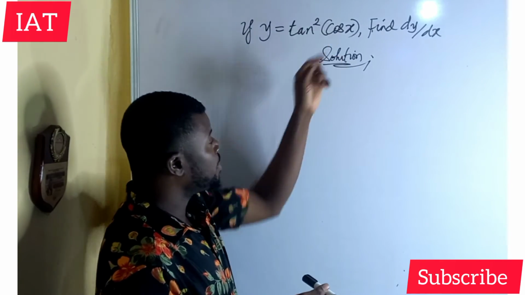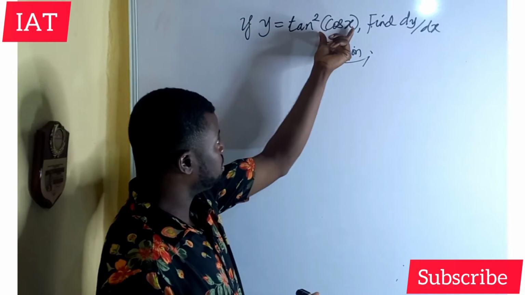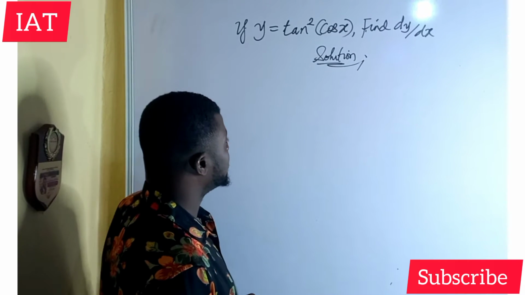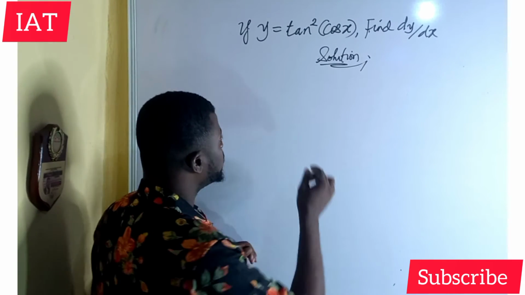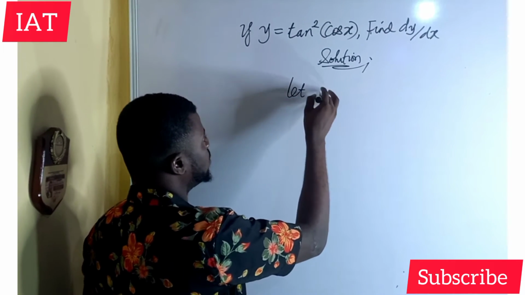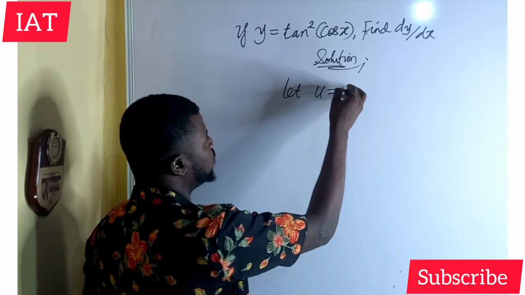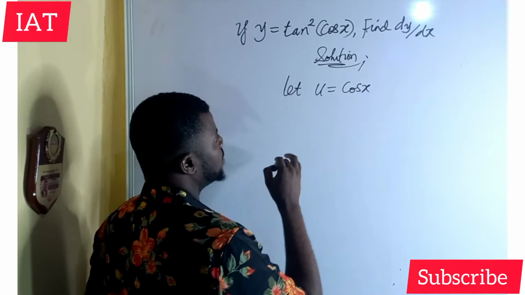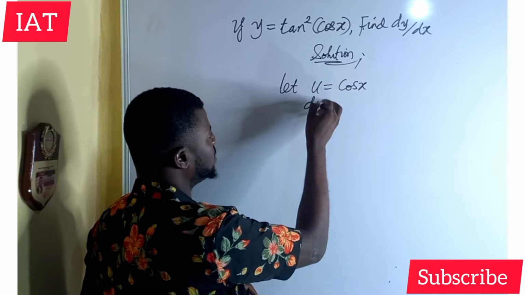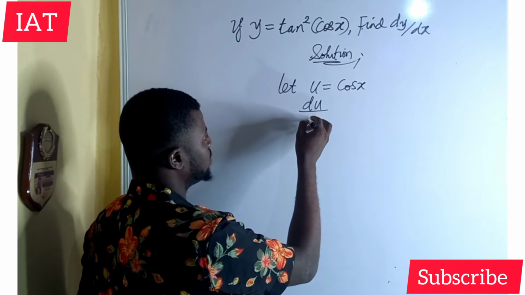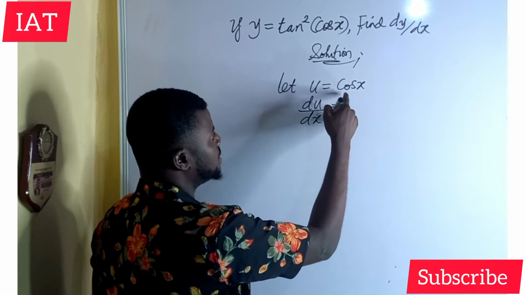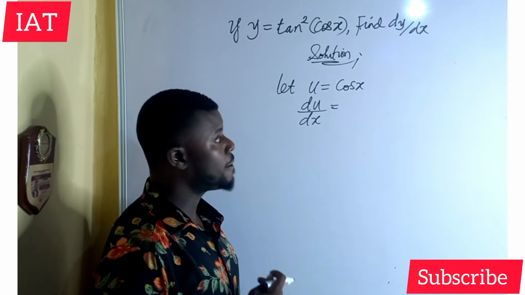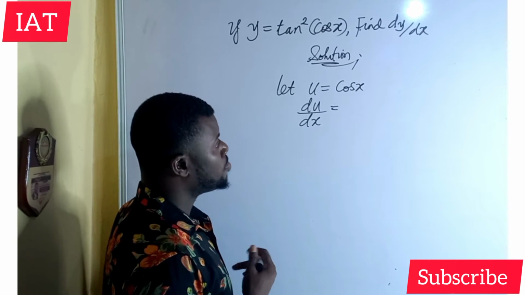Firstly, we'll make some assumption that u should be represented by that, so that we treat it like chain rule. So we say let u equal to cos x. Again, I will differentiate this u with respect to x. And the derivative of cos is minus sine.